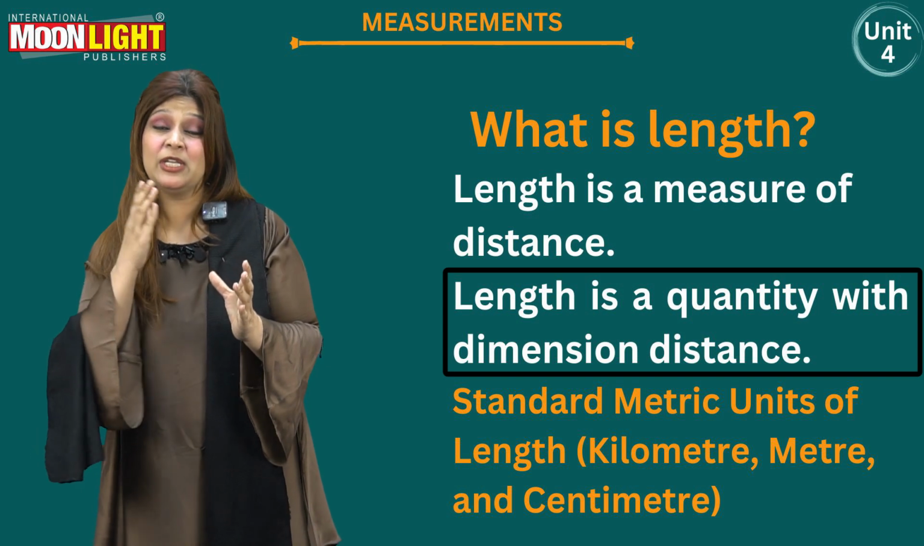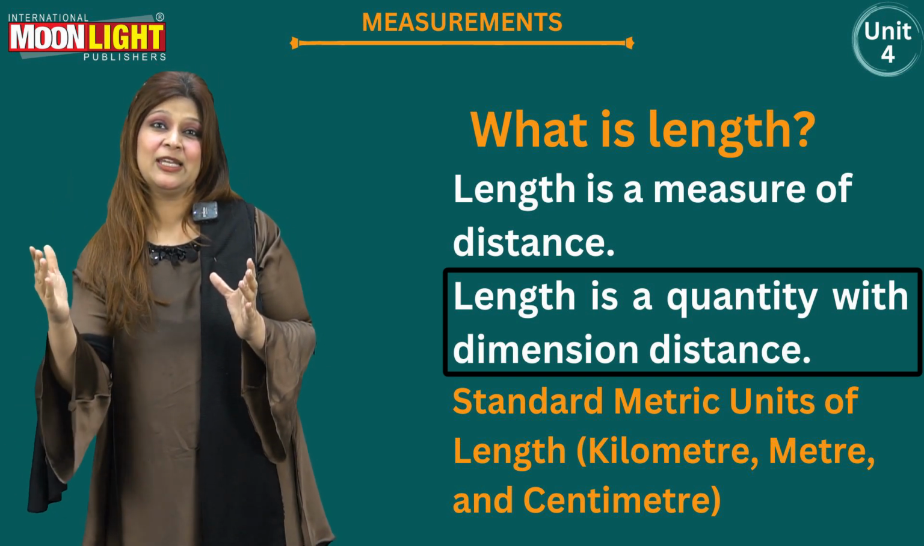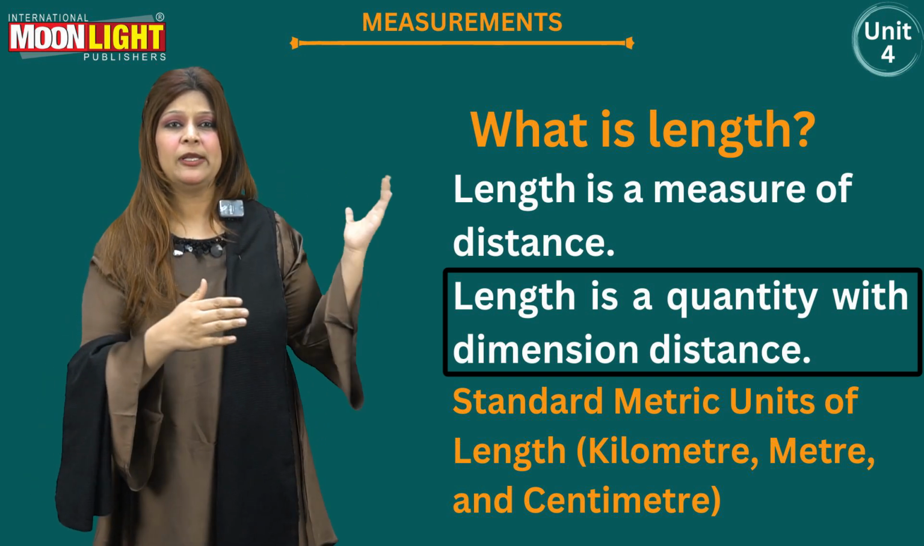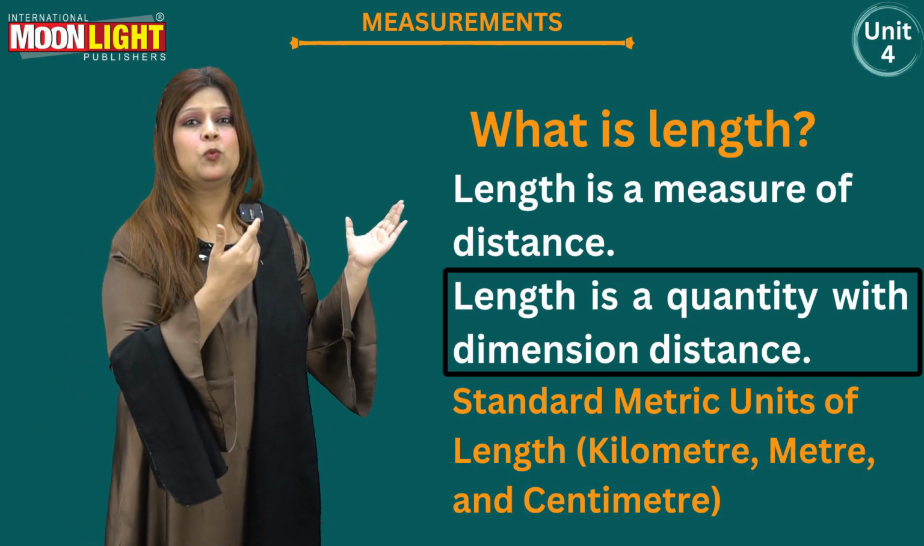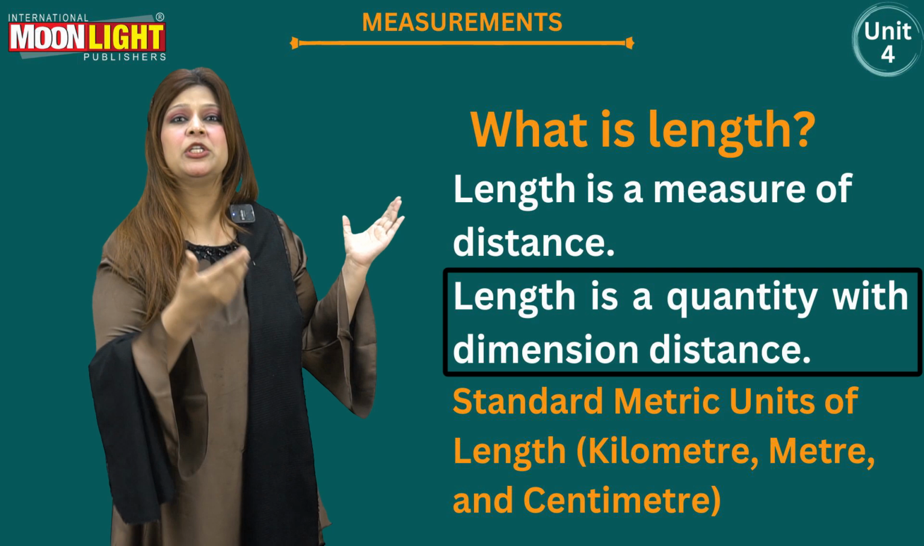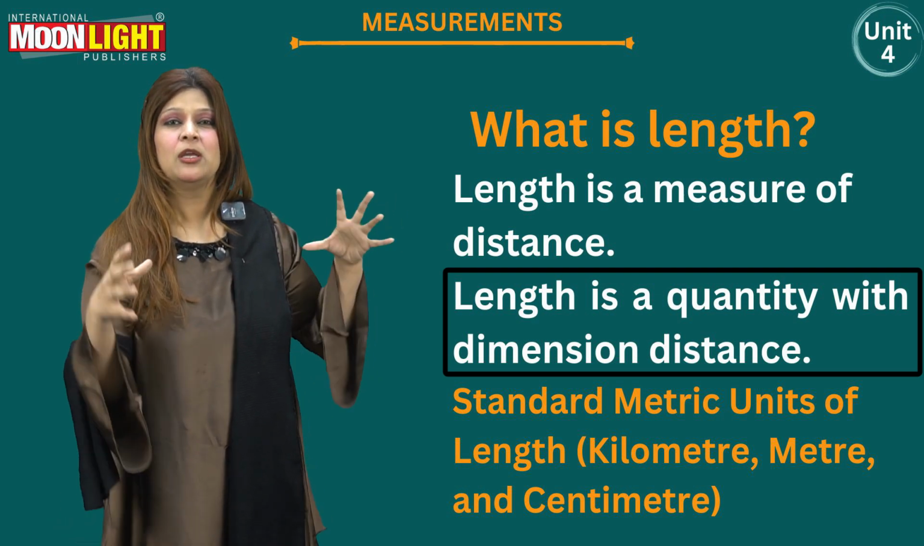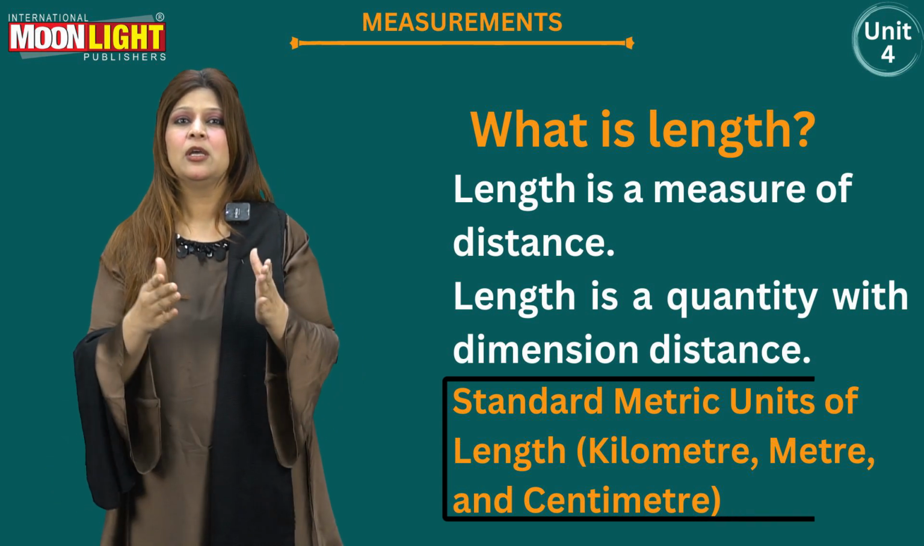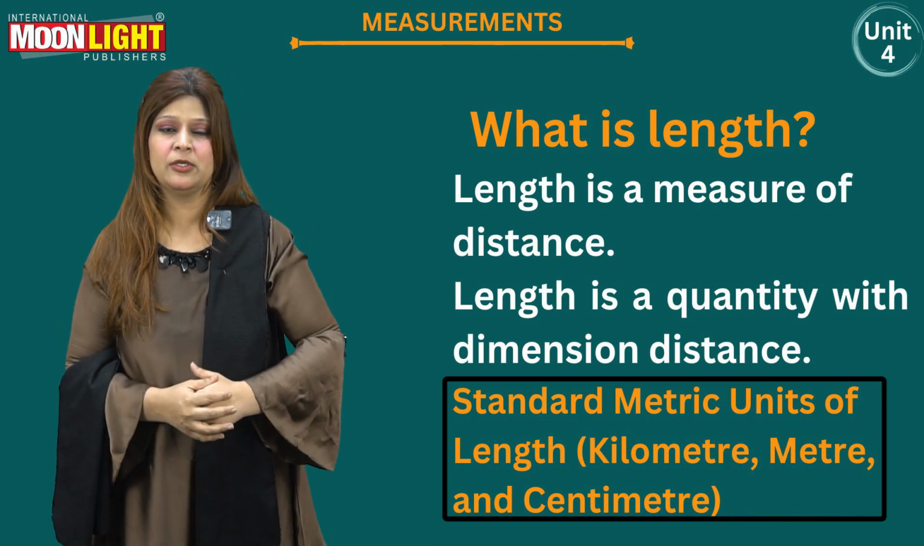Dimension means it has a direction, of what? Of distance. Okay? So I'm going to recall again. Length is a quantity with dimension distance. And the standard metric units of length are kilometer, meter, and centimeter.